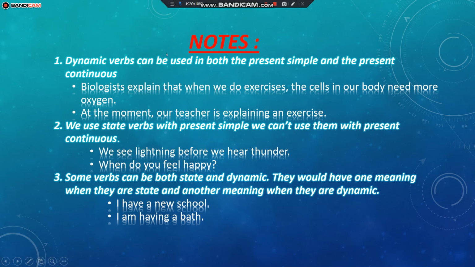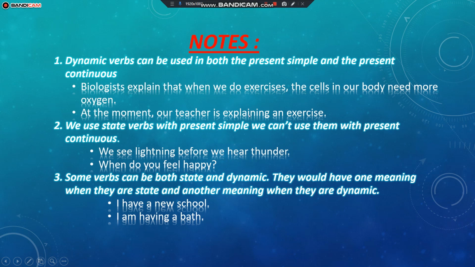You have to know that dynamic verbs can be used in both the present simple and the present continuous, which means we can add ing to action verbs. Okay, but with the stative verbs or state verbs, Shabab, we cannot use the present continuous. We use state verbs with the present simple, but we cannot use them with the present continuous. Example, biologists explain that when we do exercises, the cells in our body need more oxygen. Okay, explain. This is a dynamic or action verb. Okay, Shabab. At the moment, our teacher is explaining.